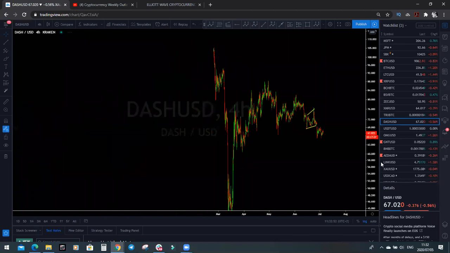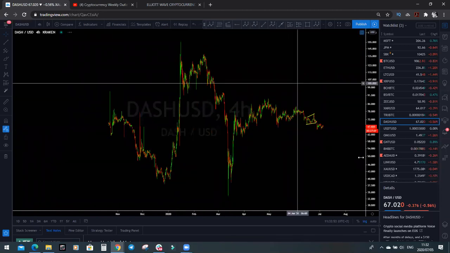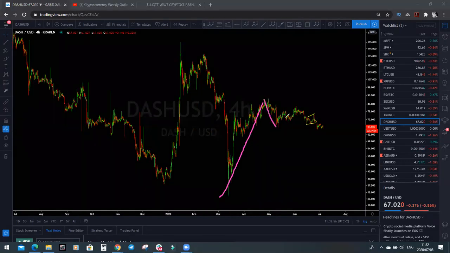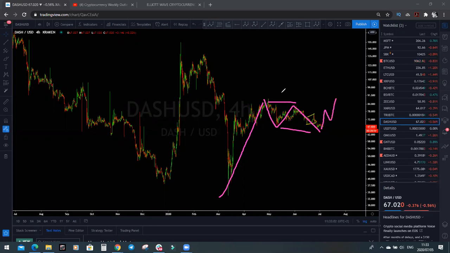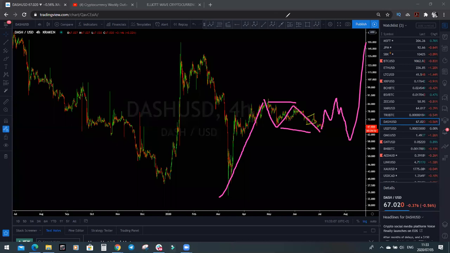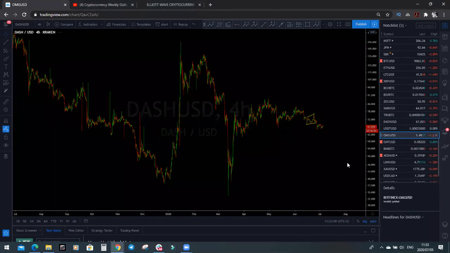And that is a similar structure with the rest. We've made a pulsing move, as you can see here, and now it's a 3-wave corrective structure. Is this done? Are we going to make a move to the upside? We may, and only just up to this level and drop again before pushing higher. That is Dash. Right, Omisego.